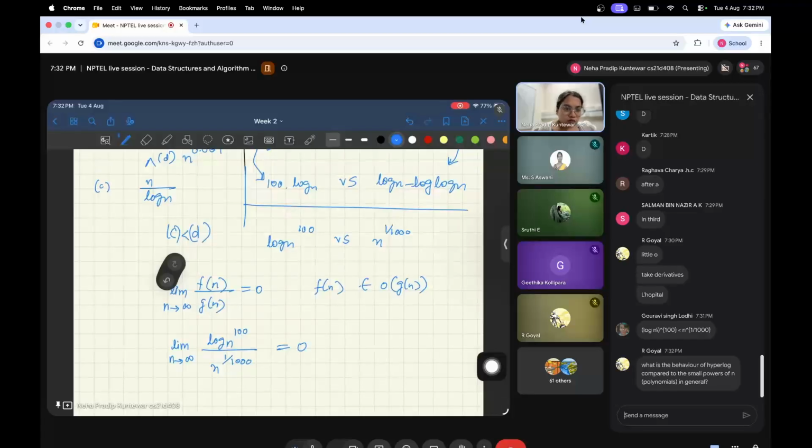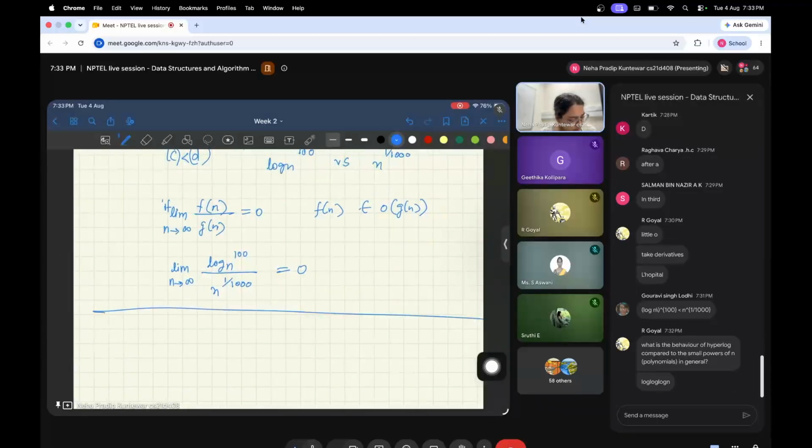Okay, so there's a question: what is the behavior of hyperlog compared to the small powers of n? By hyperlog, you mean powers of log n or something? So you want to compare n to the k versus log n.